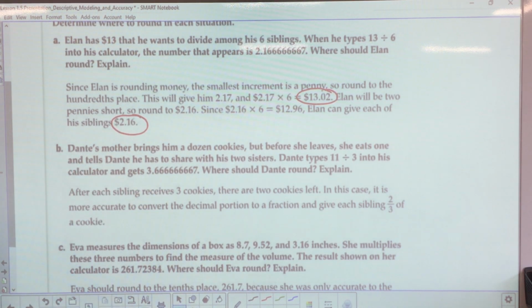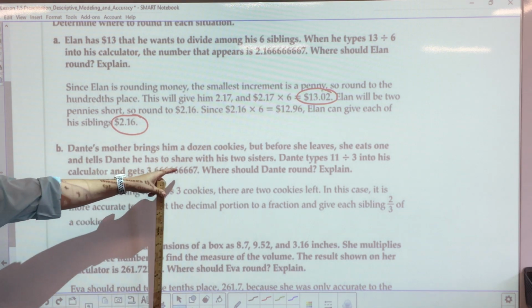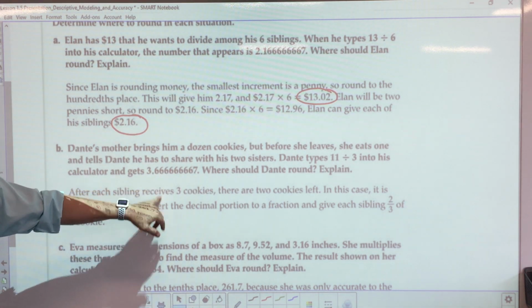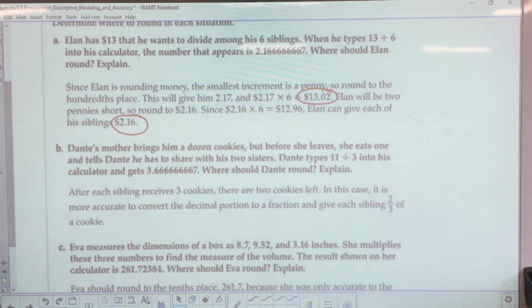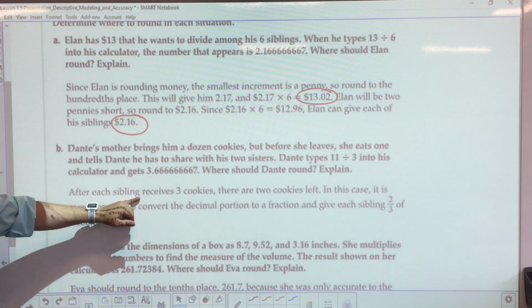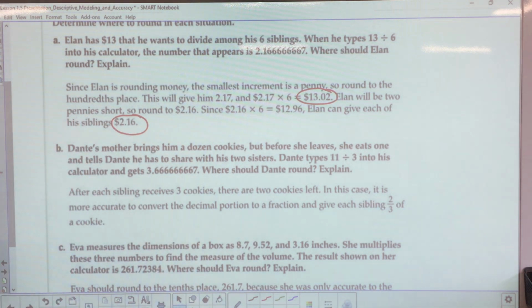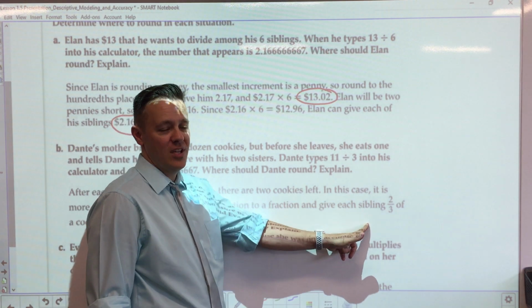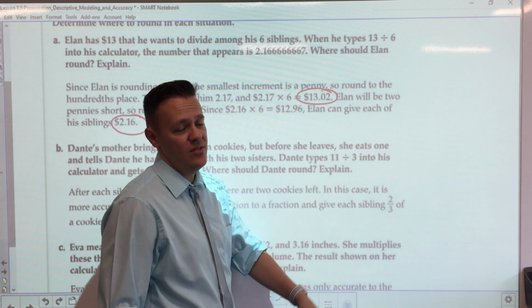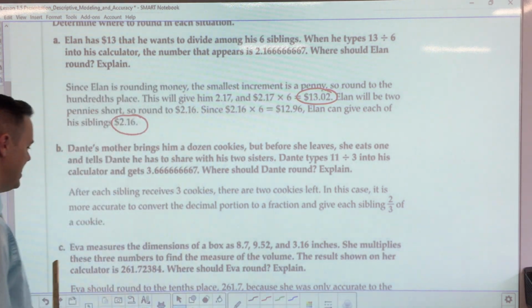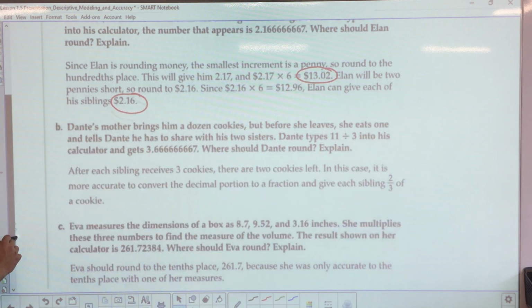All right, Dante's mother brings him home a dozen cookies. Before she leaves, she eats one and tells Dante to share with his 2 sisters. All right, you type that in. You get 3.6666. So what should you do? Well, after each sibling receives 3 cookies, there are 2 left. You could give each sibling 2/3 of a cookie. Now, if he's got that type of cutting skills, that's amazing. But that is one thing you can do, okay?